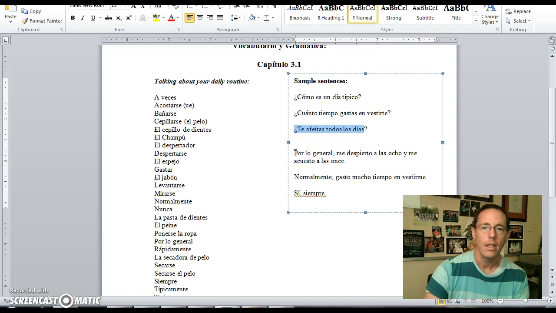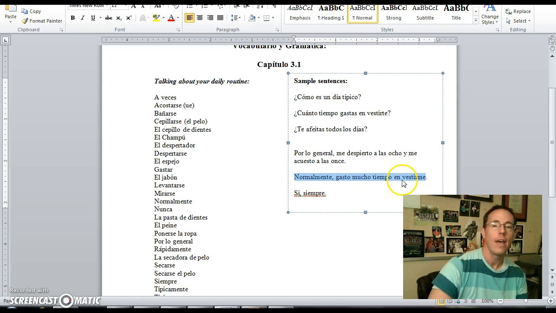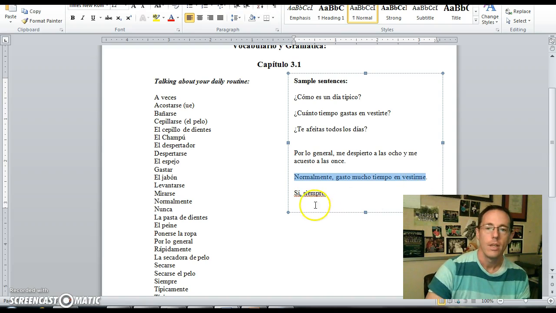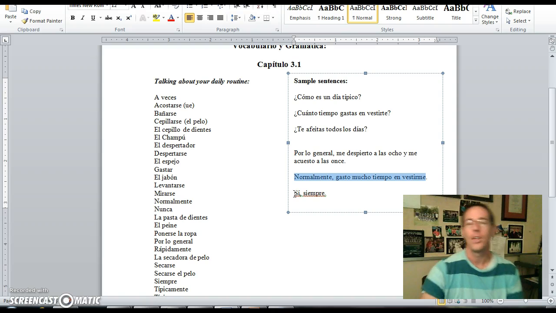Por lo general, me despierto a las 8 y me acuesto a las 11. Generally, I wake up at 8 and I go to bed or to sleep at 11. Normalmente gasto mucho tiempo en vestirme. Normally, I spend a lot of time getting dressed. And the very last one is sí, siempre, which is yes, always.